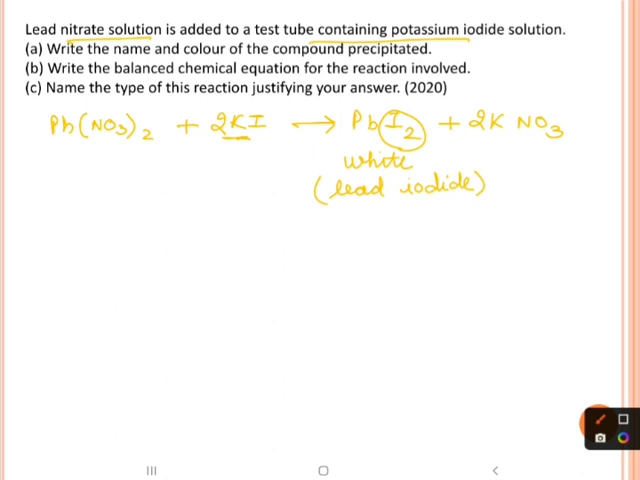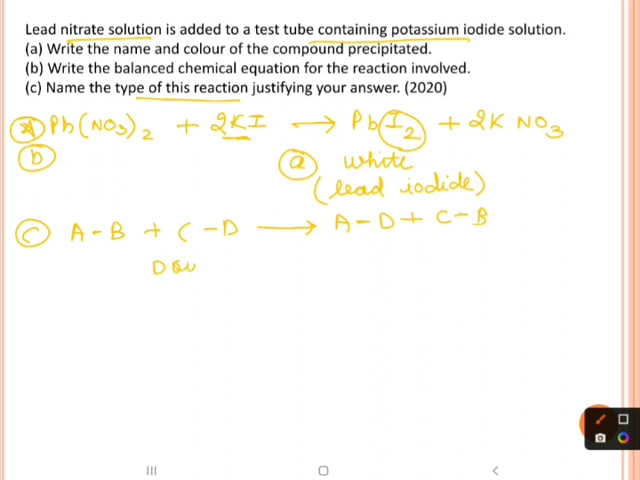Write the balanced chemical equation for the reaction involved. We have already written this balanced chemical equation. This will be your B part, this will be your A part. Name the type of reaction. Now what is this type of reaction? You can see easily that this type of reaction has a mechanism like this. This type of reaction can be named as double displacement reaction. Justifying your answer. Now why it is like this? So for justifying you need to give this mechanism. It is very simple and you will get your answer.